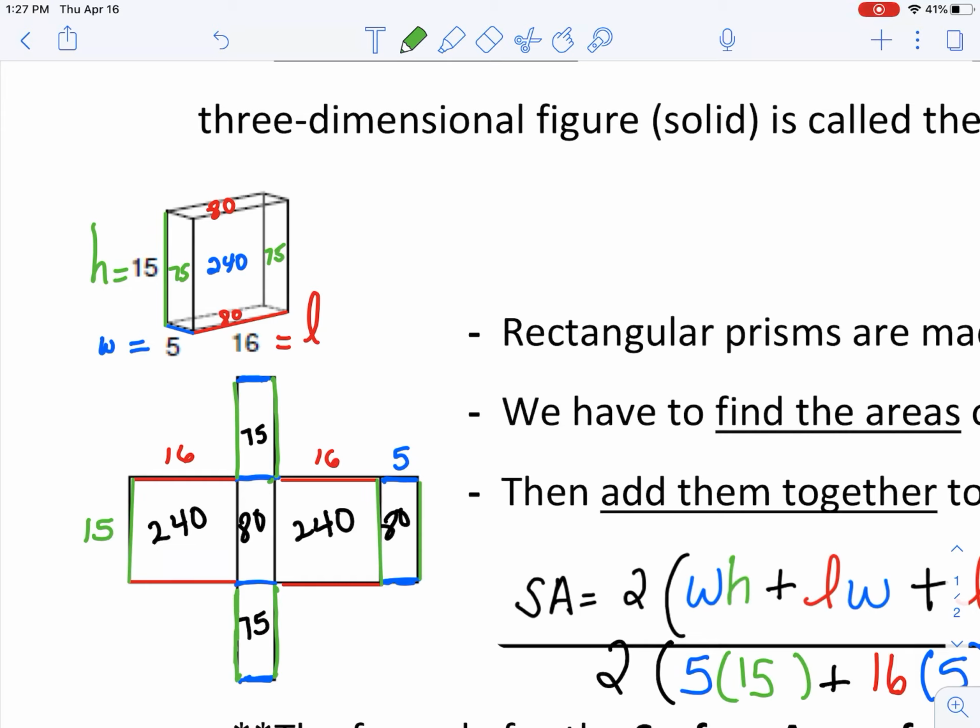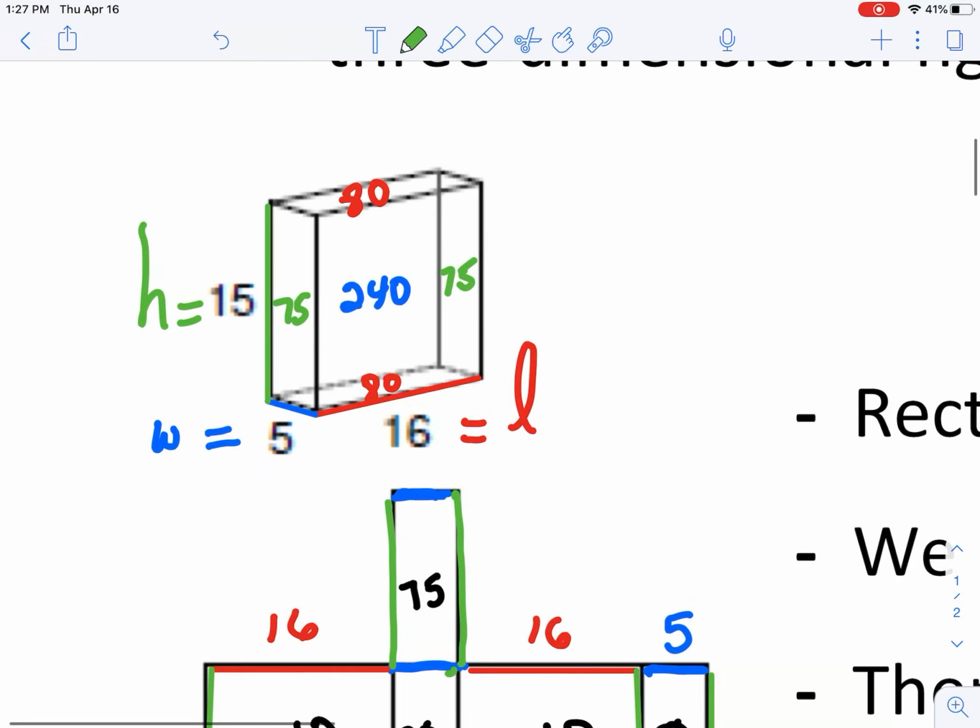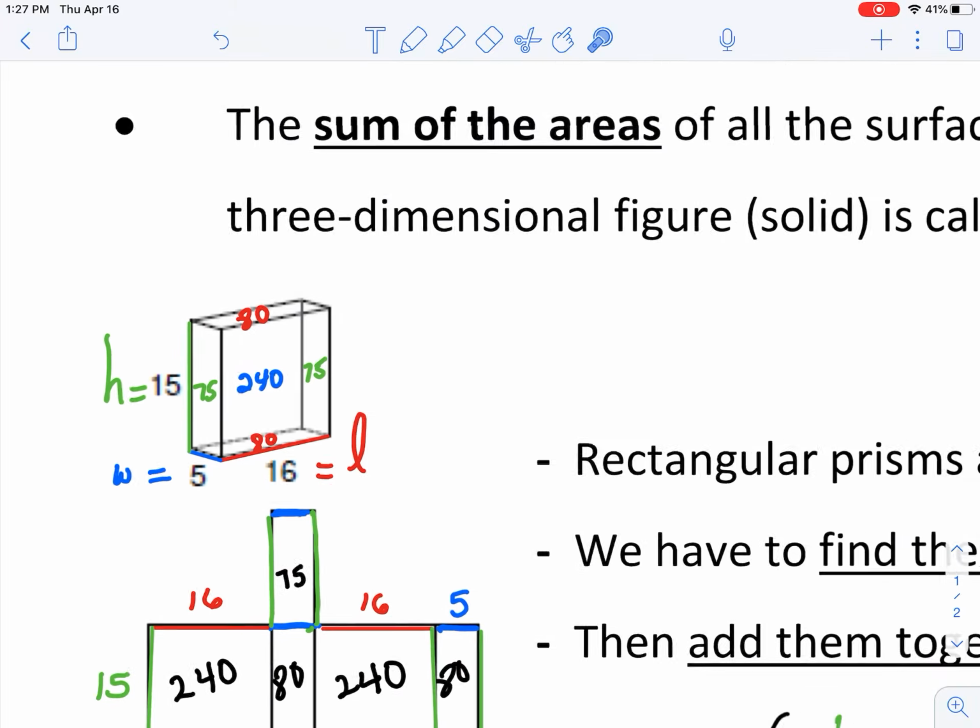So the hardest part is getting in the practice of identifying the length and the width and the height. So in this example, I did the red. The red is your length, the width is your blue, and your height is your 15.